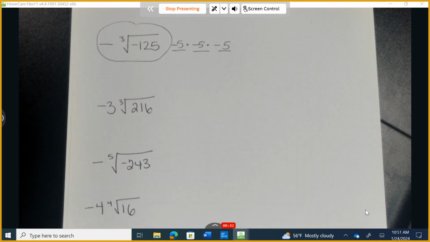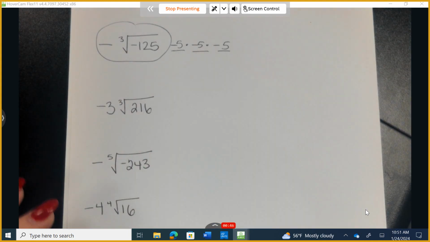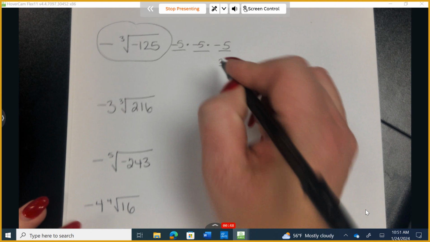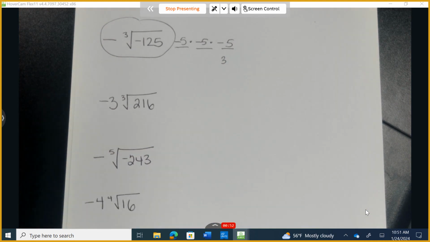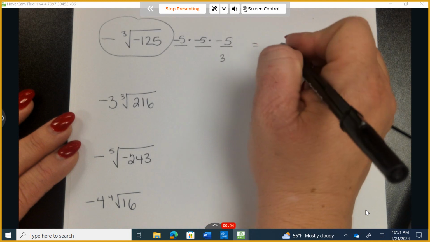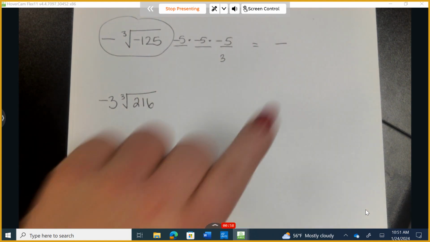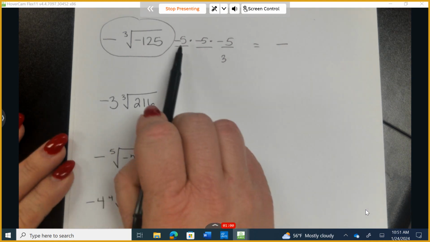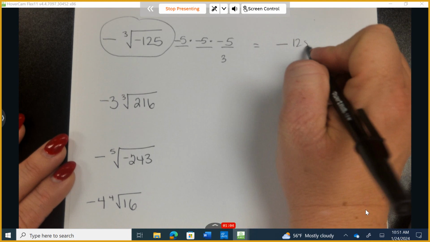If you've forgotten this rule from middle school, you can count the number of negatives in the expression. In this case, we have 3 negatives. If that value, the number of negatives, is odd, your final answer is negative. If this value of negatives would have been even, my final answer would have been positive. So I know that these multiply to give me a negative value, and 5 times 5 times 5 is 125.